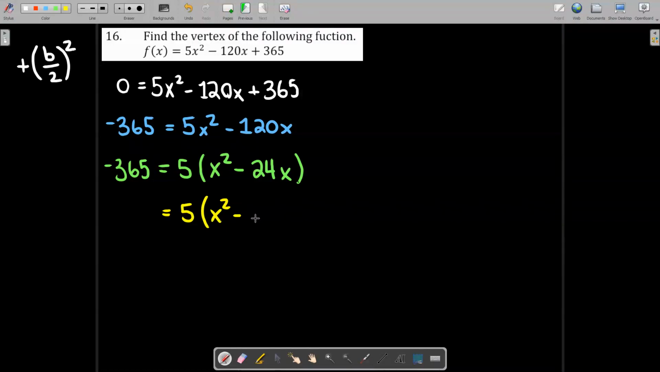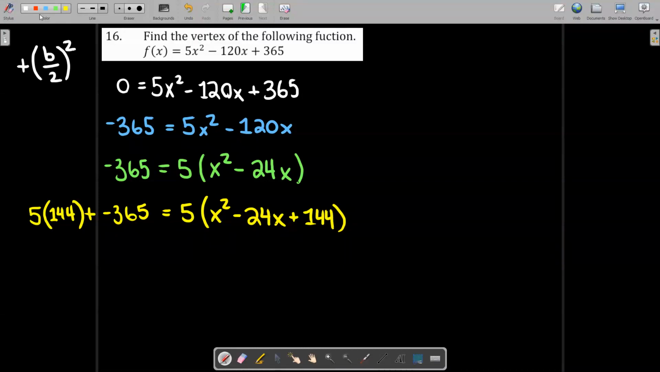Well, it will be a trinomial now. But we can't just add it to one side. We have to add something to both sides in order to keep this balanced. But here's the deal. Since we added 144 in the parentheses, and in the parentheses everything is getting multiplied by 5, we cannot just add 144 over there. We have to add 5 times 144 over here. So we're going to keep our negative 365, but we're also going to be adding 5 times 144.